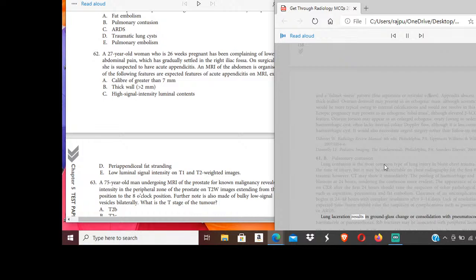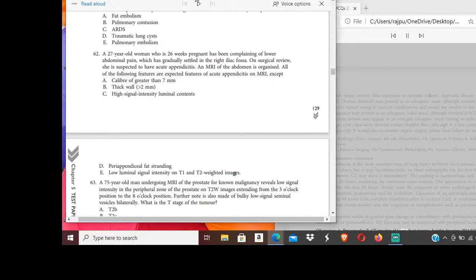Lung laceration results in ground glass change or consolidation with pneumatocele, hematocele, or pneumothorax. Rib fractures may be associated with peripheral lacerations. Oikonomou A, Prasopoulos P. CT imaging of blunt chest trauma.